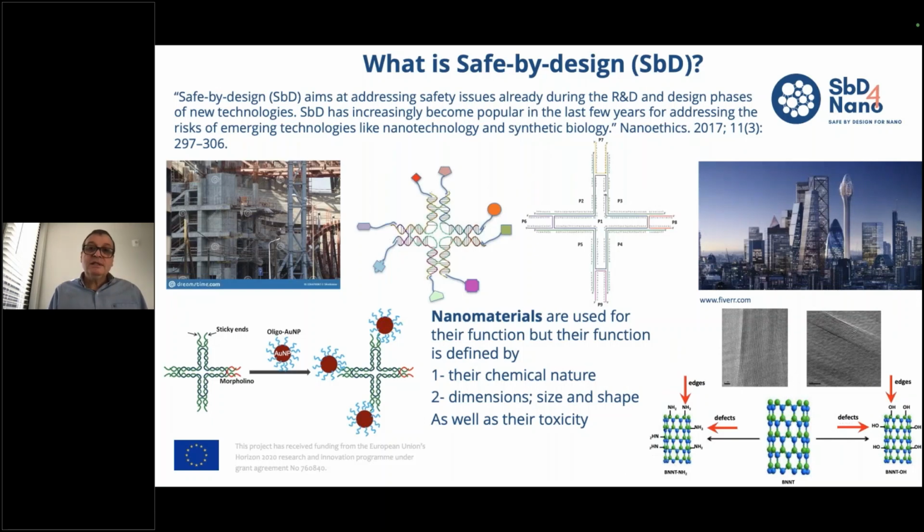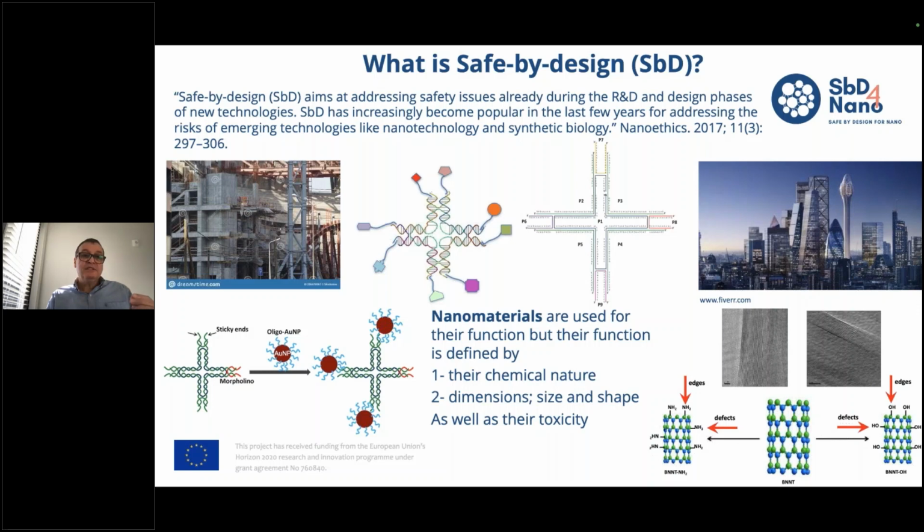So the issue is: can we make these materials safer? Because we are using them, right? We know that they are useful. Can we make them safer? That is the whole idea. This safe by design idea is not new, but its application in nanotechnology is new.